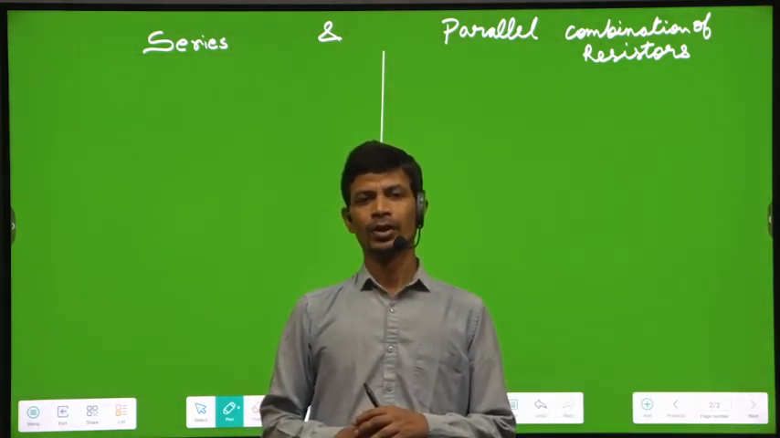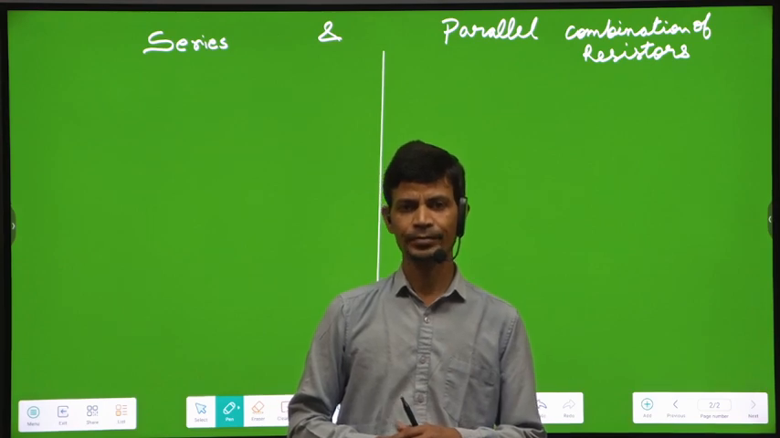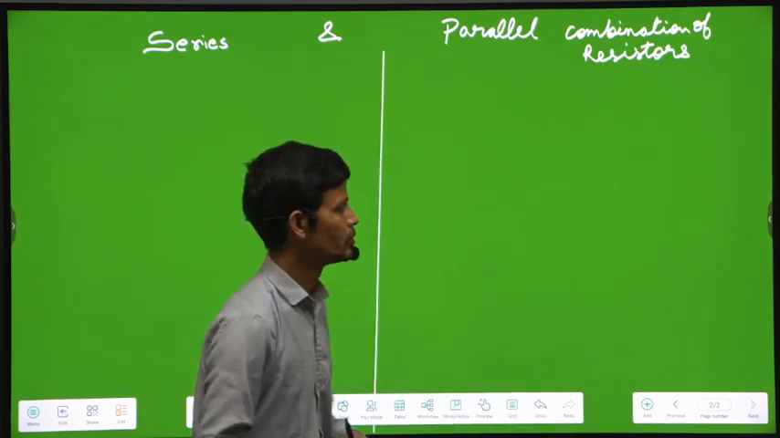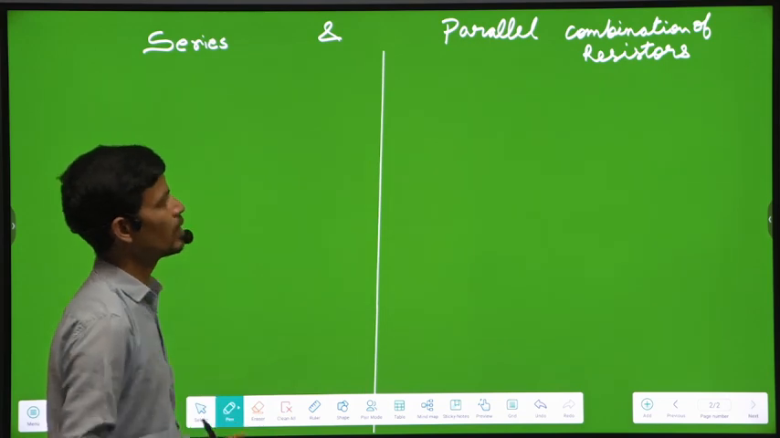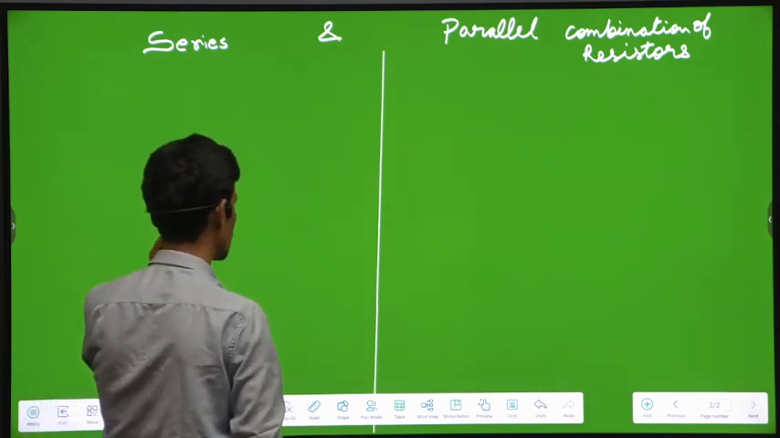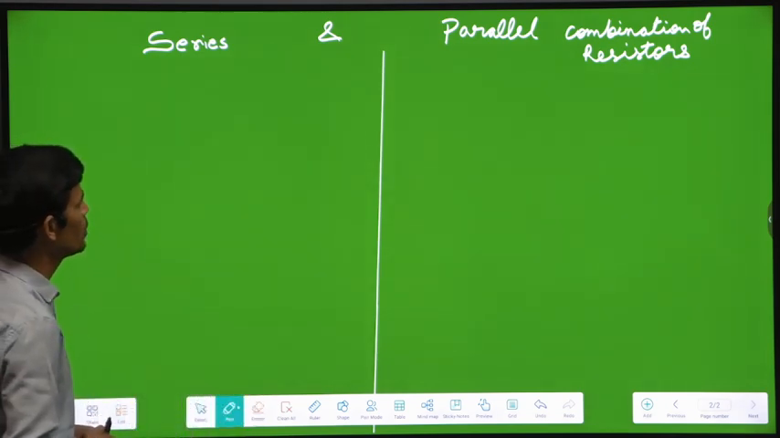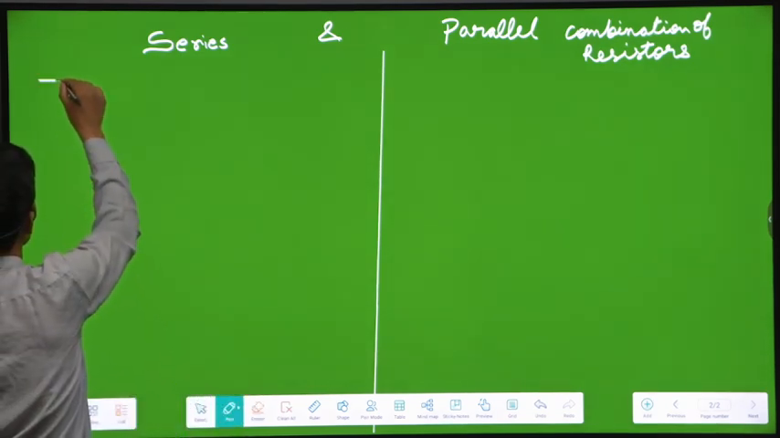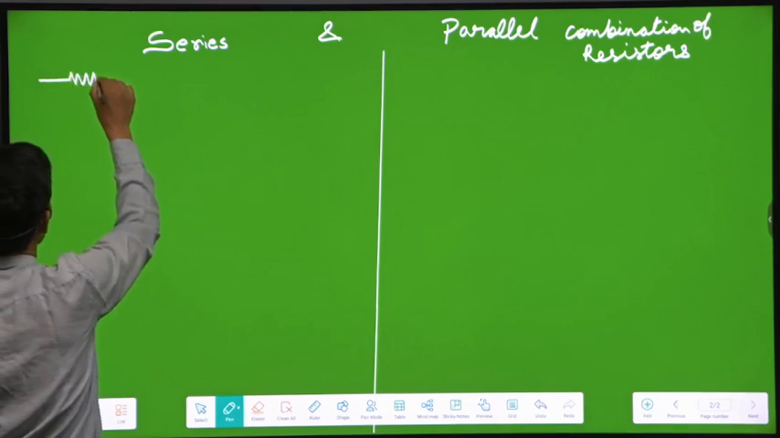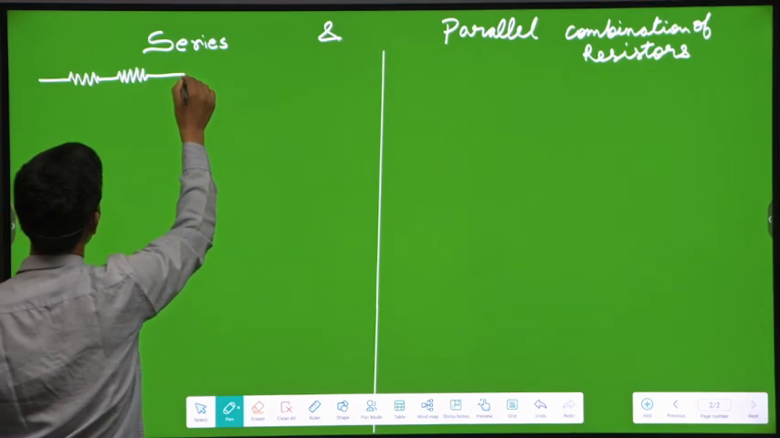Hello. So in this video I am going to explain about series and parallel combination of resistors. Alright. So in series combination, resistors are connected through a single path.